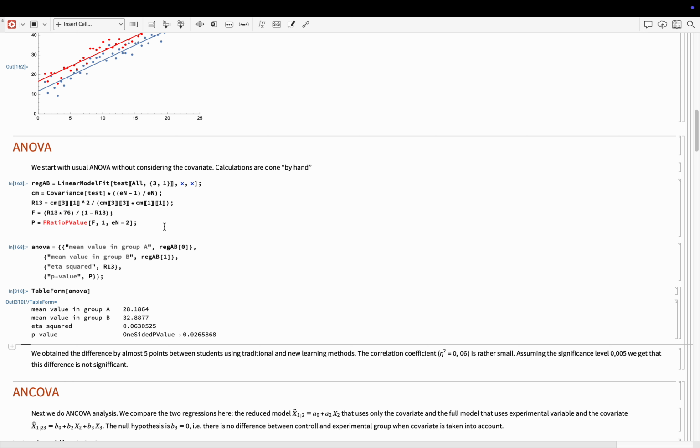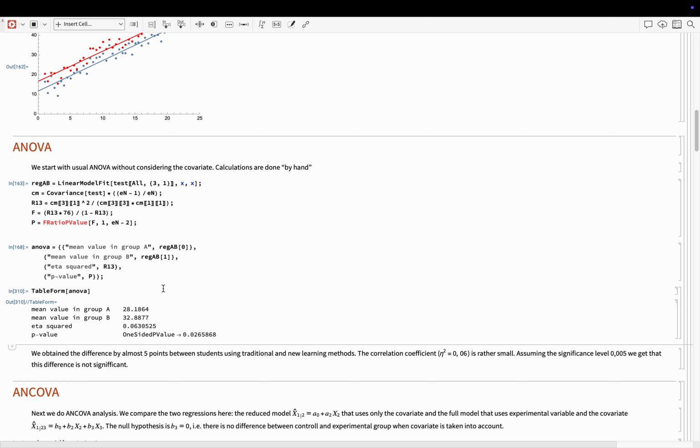We use linear regression methods. So instead of separately calculating group means, I have just fitted a linear regression to the pair of variables, the dependent variable and the experimental variable. Since the experimental variable takes values only 1 and 0, the numerical results will be the same.